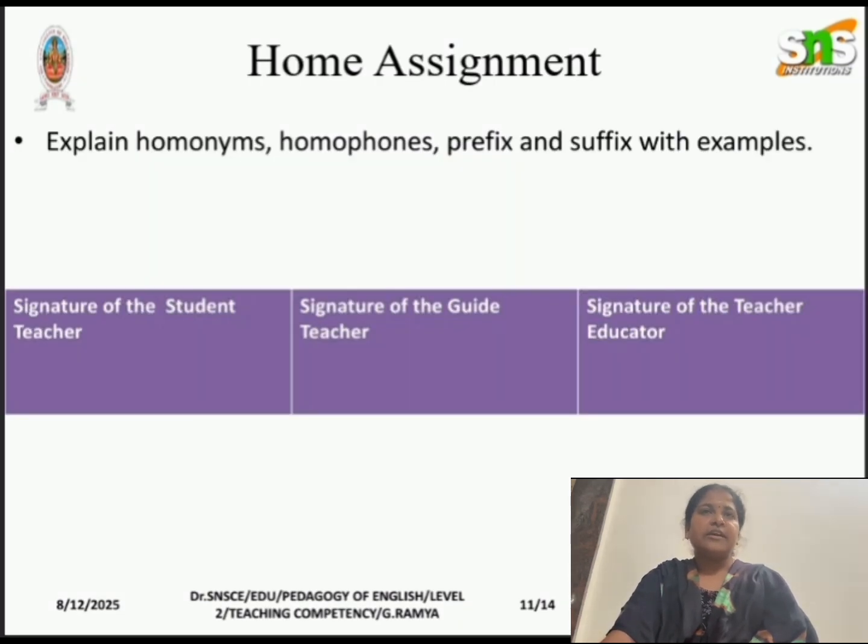So like explain homonyms, homophones, prefix and suffix with the examples. The lesson plan can be ended with getting the signature of the student, getting the signature of the guide teacher and the teacher educator.